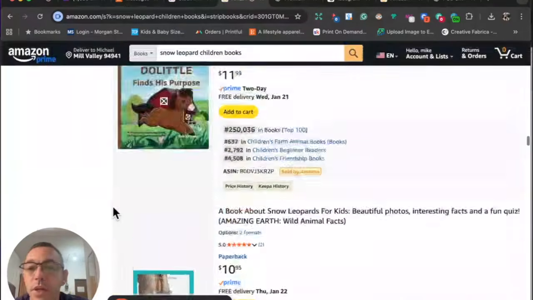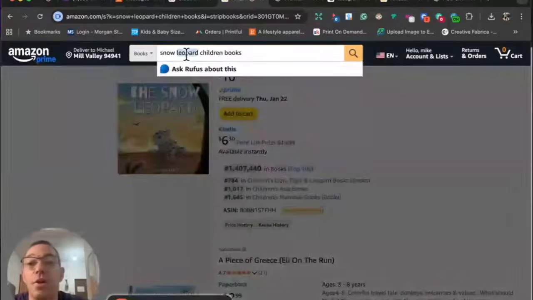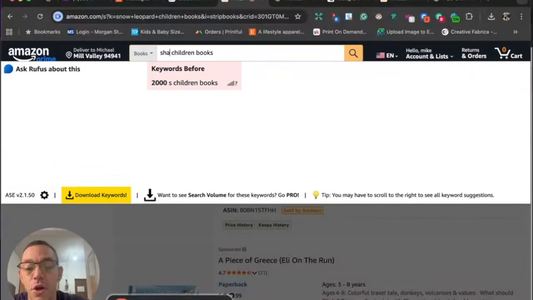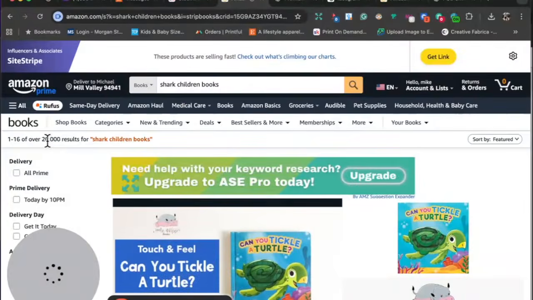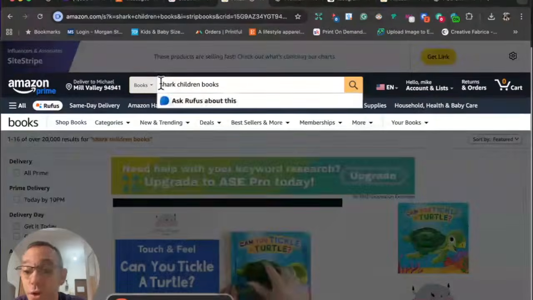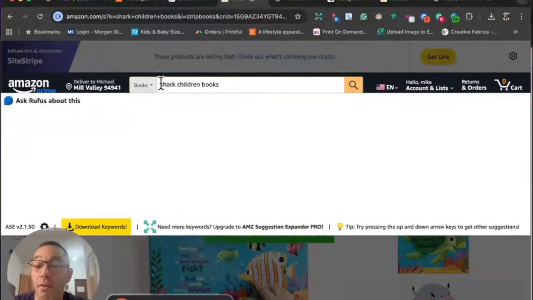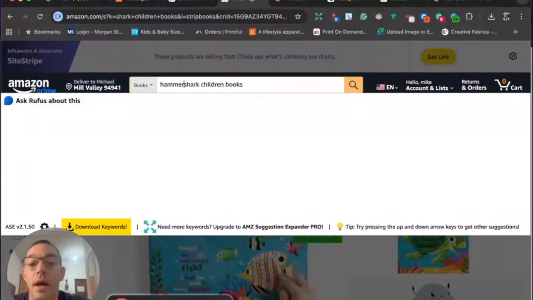All right, so another animal niche that just popped into my head is the shark niche. So if we type in shark, we're going to see shark children's books, probably going to be too competitive. 20,000 results, so don't want to do that. But there's certain types of sharks. You have the great white shark. You have the hammerhead. So let's try hammerhead.